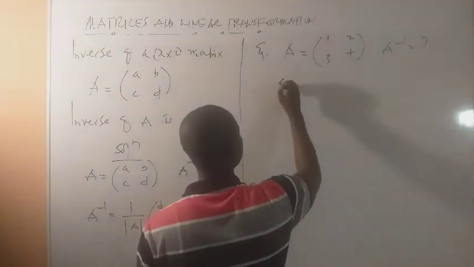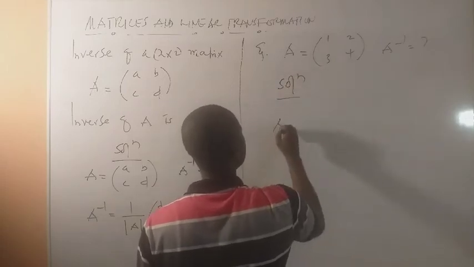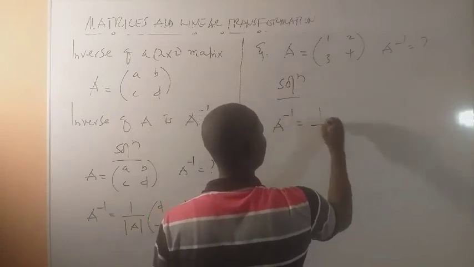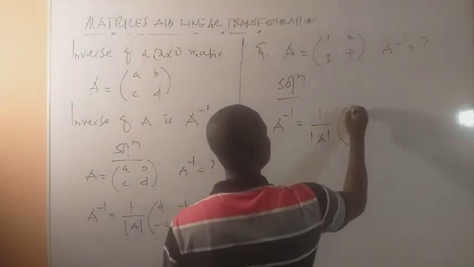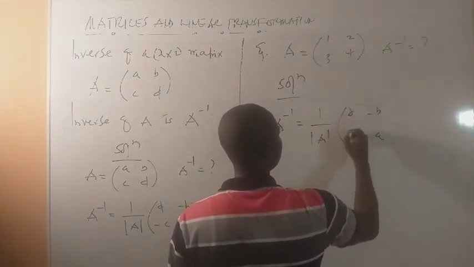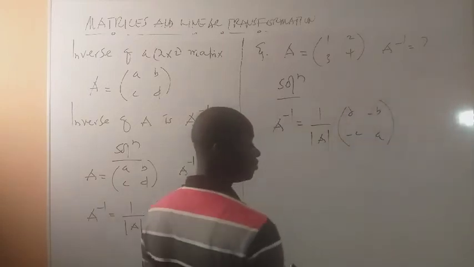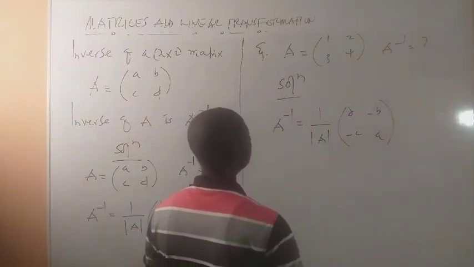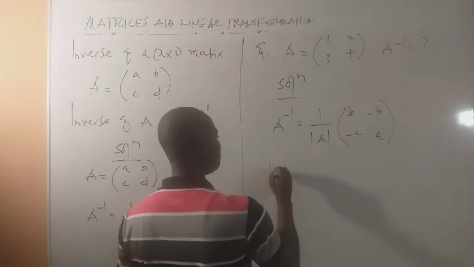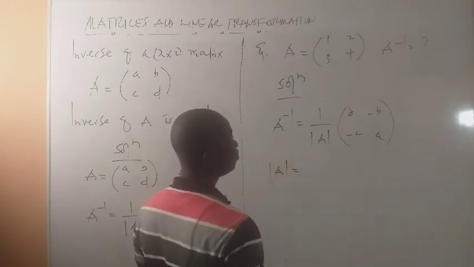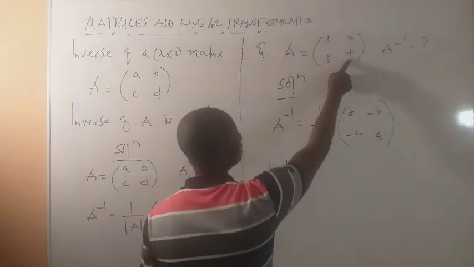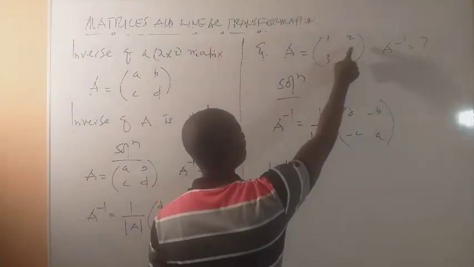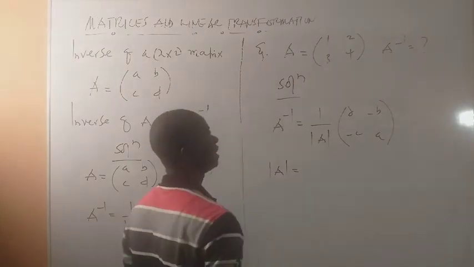Now we know that in finding the inverse of A, it is 1 over the determinant of A. Then the D here, we have A here, then minus B, minus C. That is the general rule for finding the inverse of a 2 by 2 matrix. So we first have to find the determinant. Now you know that the determinant of a 2 by 2 matrix is the first element multiplied by the fourth element minus the second element multiplied by the third element.